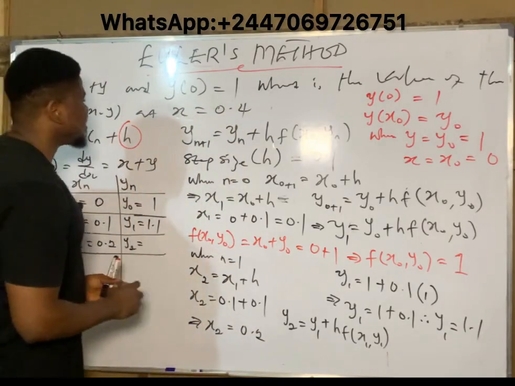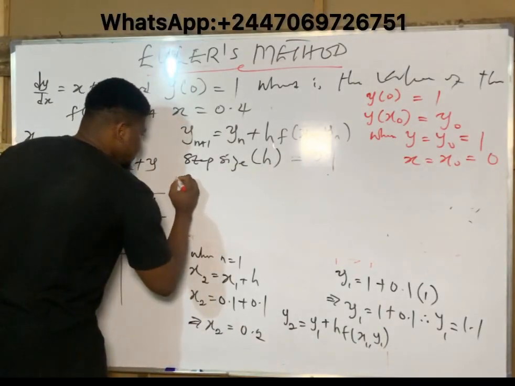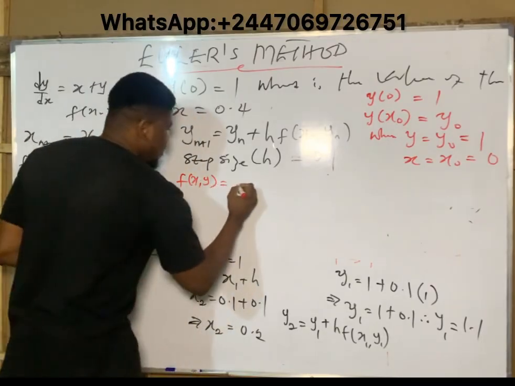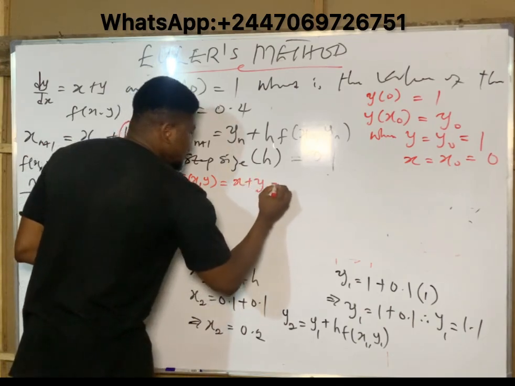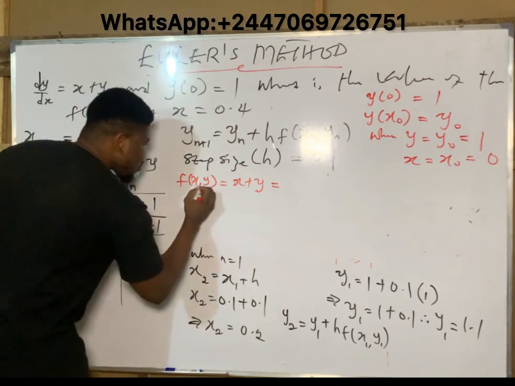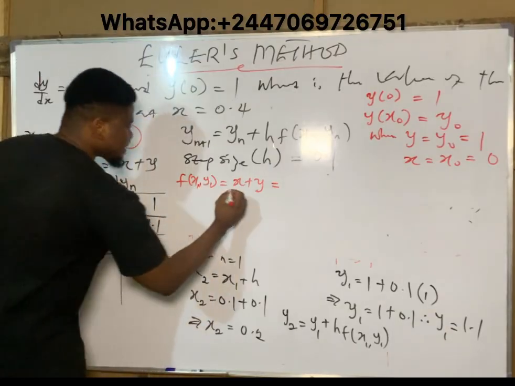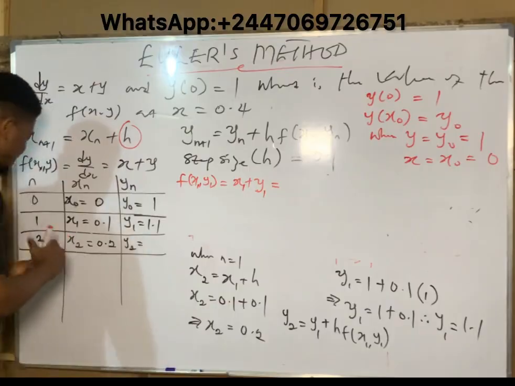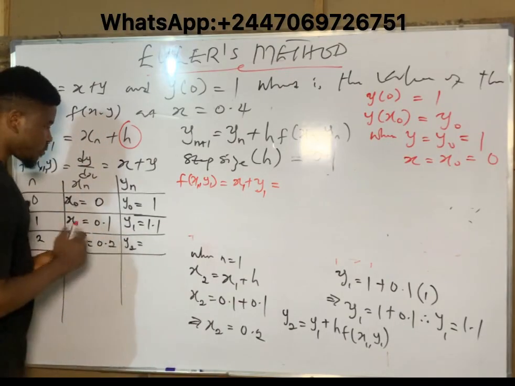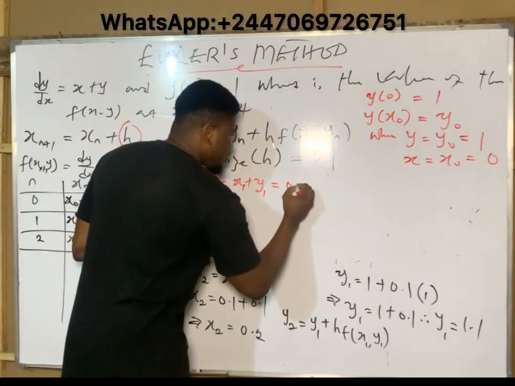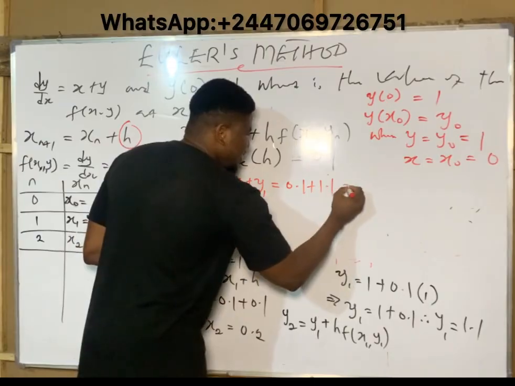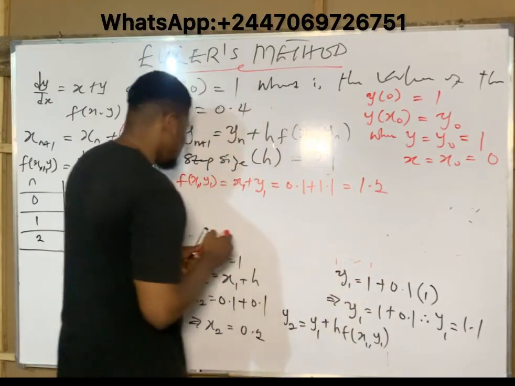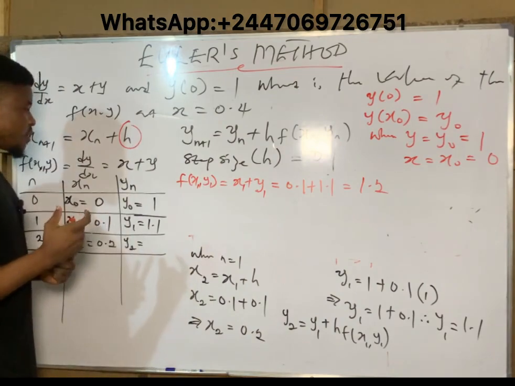Let's make some space. So once again, you recall that f of x, y is equal to x plus y, which is our derivative there. So this is going to be equal to, now our x is x1 and y is y1. We need to plug in the value of x as x1 and the value of y as y1. So our x1 gave us 0.1, our y1 gave us 1.1. So this is going to be equal to 0.1 plus 1.1, and this is going to be 1.2. So the value of the function at those points becomes 1.2.